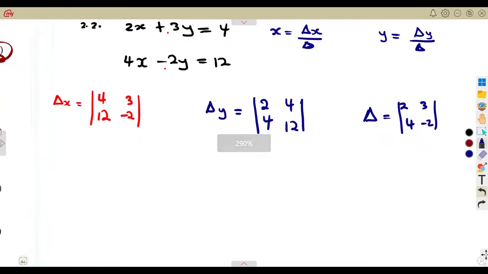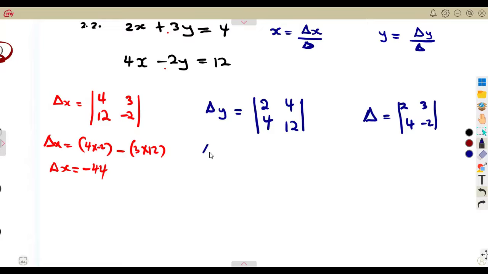Remember, it is the product of what you have in the major diagonal minus what you have in the minor diagonal. So for x, you have the product of 4 and minus 2, minus 3 times 12. That is going to be the determinant with respect to x, which is minus 8, minus 36, which is minus 44.